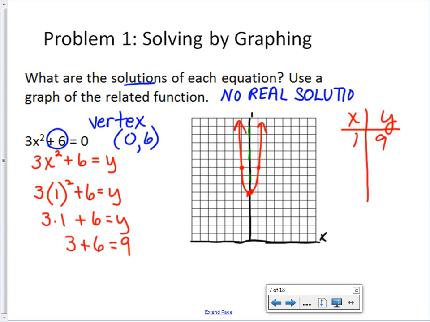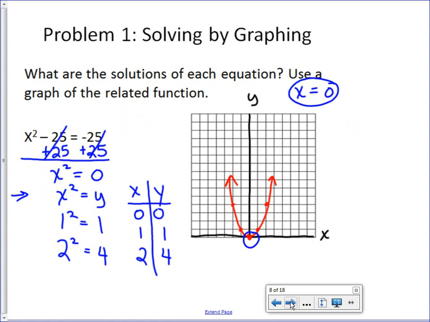The reason why is because it does not cross this x-axis down here. All the points are up here. So when it does not cross the x-axis, we have no x-intercepts, which means there is not a solution. All right.